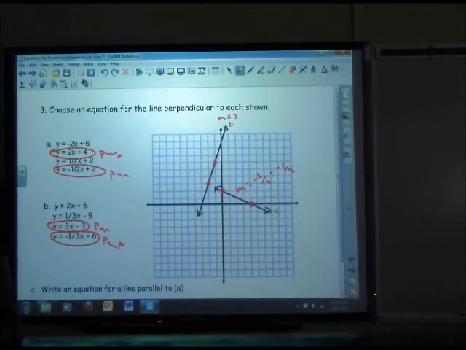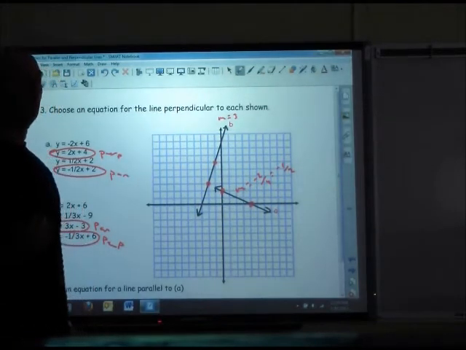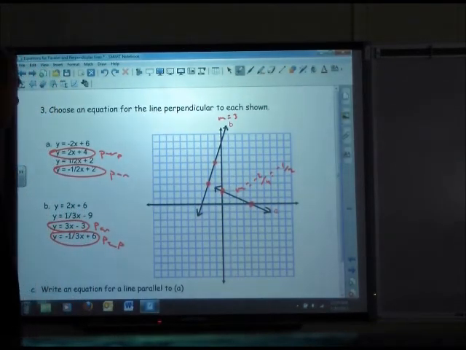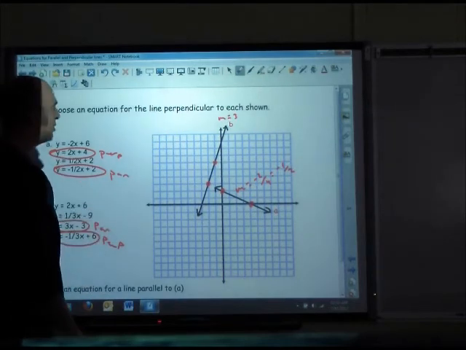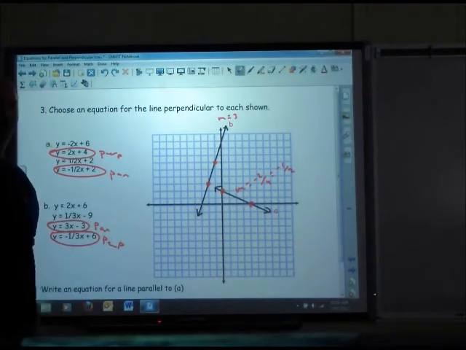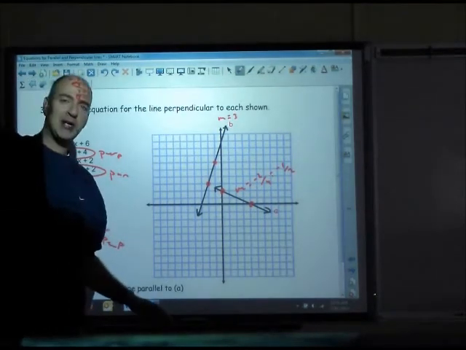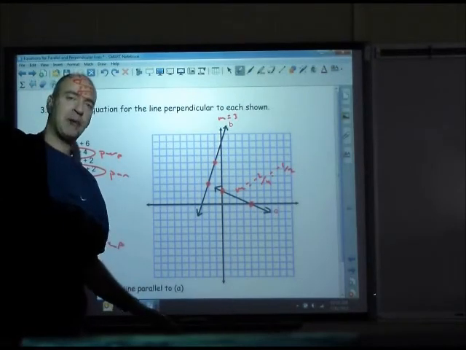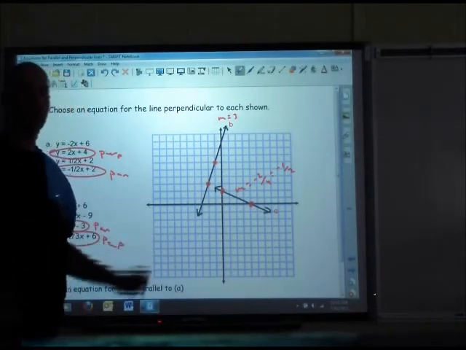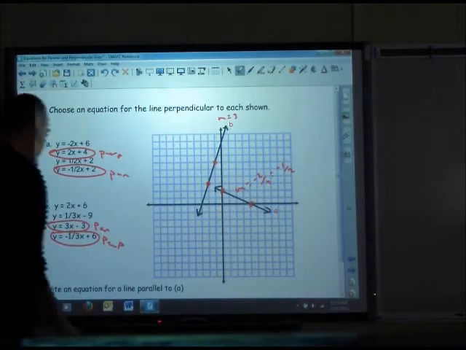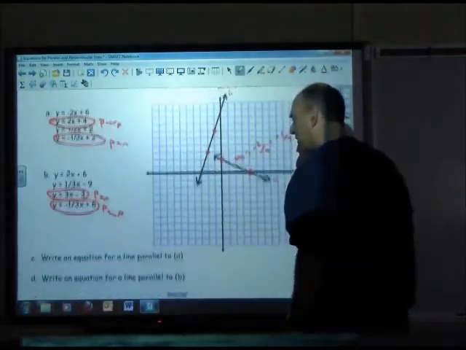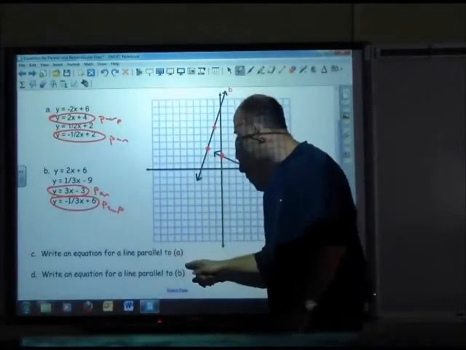Okay? So good little questions to indicate which lines would run parallel, which lines would be perpendicular. I suppose we could graph all these to see it, but it's not necessary. The slope tells you how a line is slanting, and you can determine whether it's parallel or perpendicular just based off its slope. Okay? Alright, the last thing here says write an equation for a line parallel to the one in A.